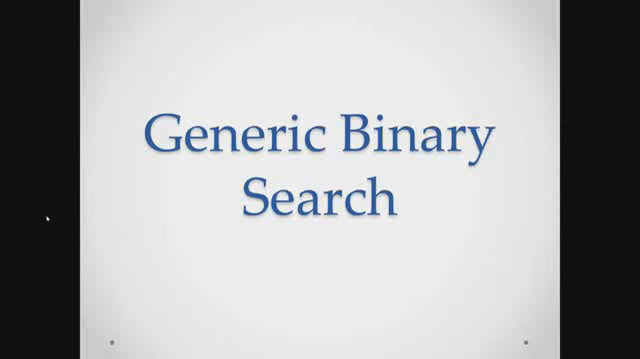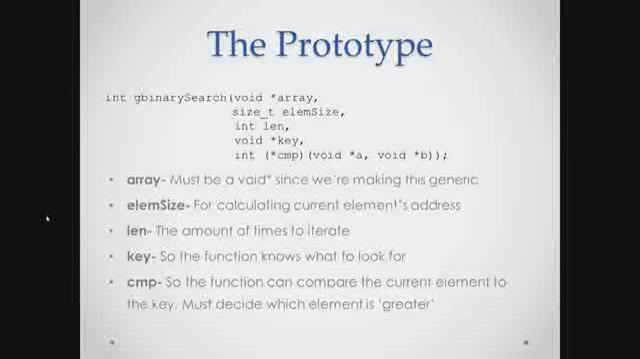So the first thing that we really need to talk about is going to be the prototype for our generic binary search function. It's going to be pretty much the exact same thing as the prototype for the generic linear search function. We still need an array, and this array needs to be a void star so that the caller can pass through an array of anything. They could pass through an array of doubles or whatever.